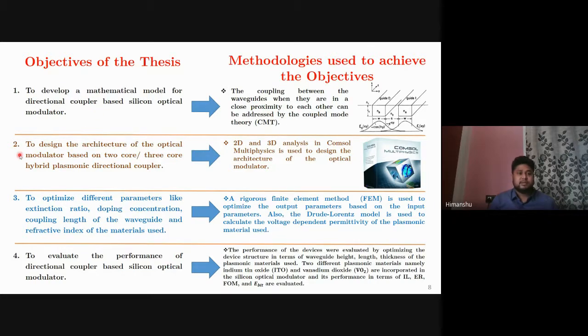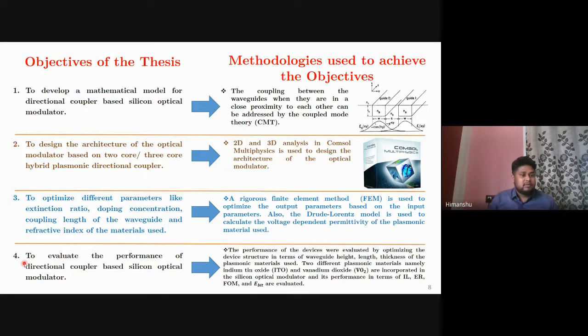Now coming to the next objective, that is to design the architecture of the optical modulator based on 2-core, 3-core hybrid plasmonic directional coupler. So here, a 2D and 3D analysis tool, COMSOL Multiphysics, is used to design the architecture of the optical modulator. Now the third objective was to optimize the device parameters like the extinction ratio, doping concentration, coupling length of the waveguide, and refractive index of the material used. So here we have used the rigorous finite element method, FEM, to optimize the output parameters based on the input parameters. Also, the Drude-Lorentz model is used to calculate the voltage-dependent permittivity of the plasmonic material.